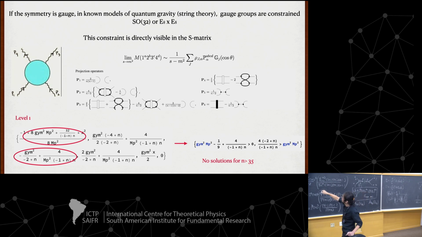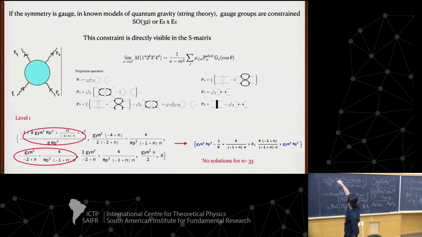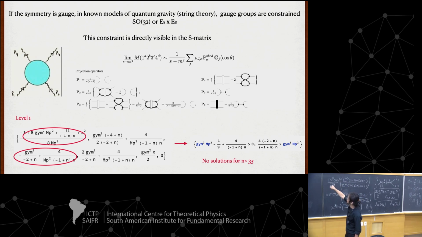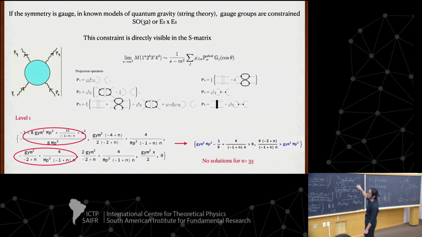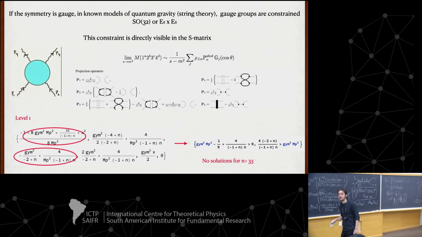If you do that on that function, I have 6 projectors, so these are the residues of my 6 projectors at level 1 of that function. And so the constraint is that every one of these has to be positive. And obviously, for SON, n has to be bigger than 2. These are all manifestly positive. The only thing that is not manifestly positive is these 2 functions. So if you require that these 2 functions are positive, you immediately find that there's no solution beyond 35. So you immediately see that your gauge group is bounded.